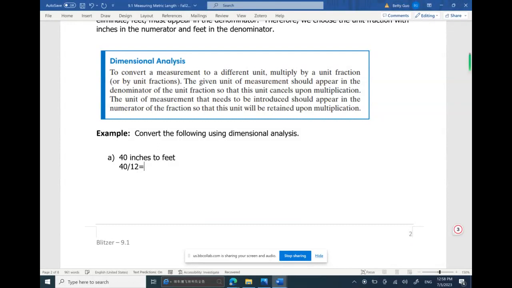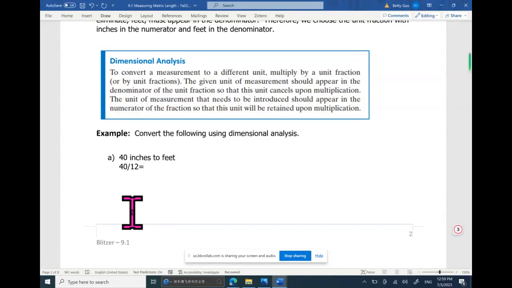Okay, so let's use the calculator. Do you have a calculator with you? To save the time, I'm going to use a handheld calculator, and I hope you do the same thing. So let's do that together. 40 divided by 12. 3.33 repeating, okay?